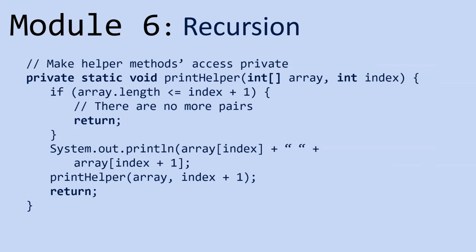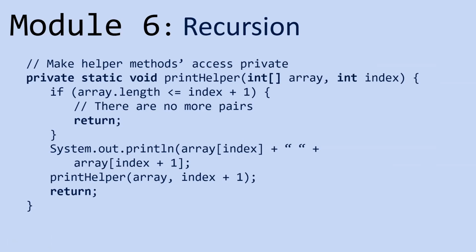All right. So in our recursive step, we first, of course, want to actually print out the pair, right? And so our pair will start at array sub index, and then of course we have a space. And then next we're printing the next value in the array, which is array sub index plus one. Again, that's why we stop at array.length minus two, right? Array.length minus two is the last index we actually print.